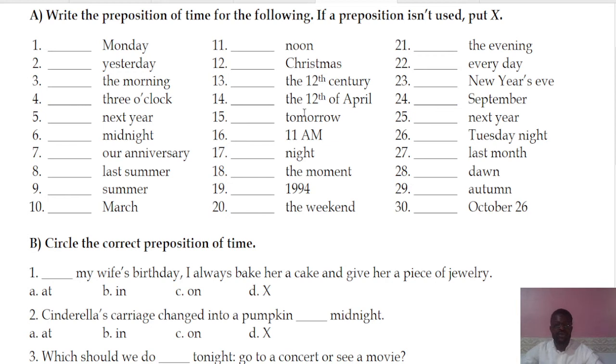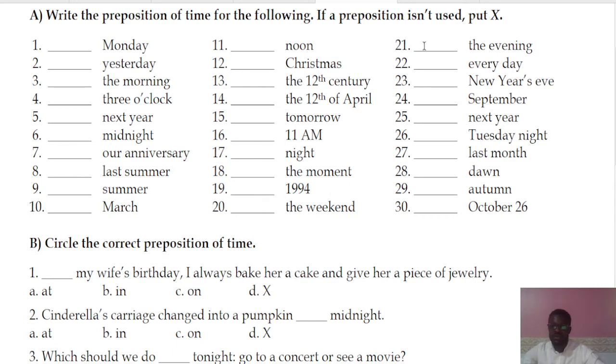Here we've got tomorrow. Tomorrow is also a time marker for our future tense. Say, tomorrow I will go to Anchorage. So there is no preposition. We're going to use X. Number 16 here, we've got 11 a.m. We're talking about time again, so we have to use what? At 11 a.m. What about number 17? At night, at the moment, in 1994, on the weekend, or at the weekend.